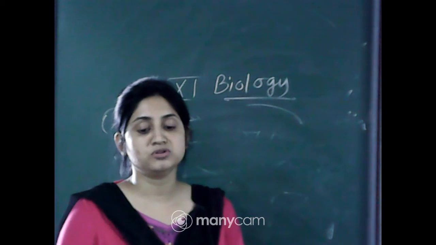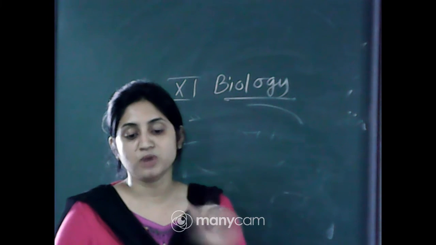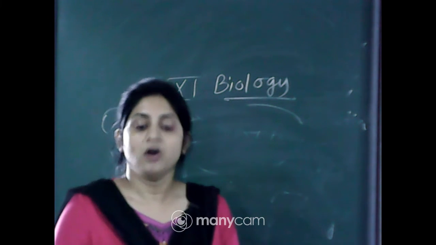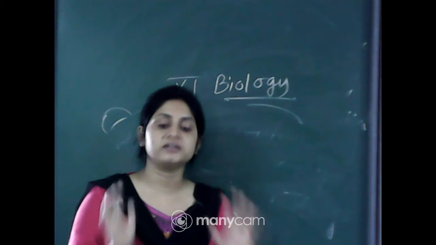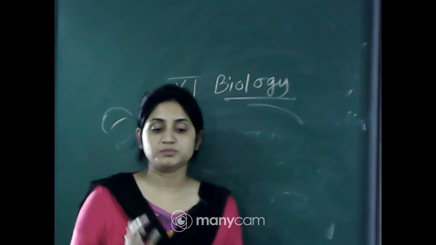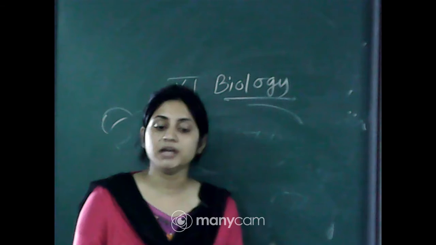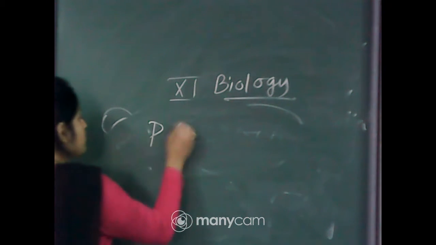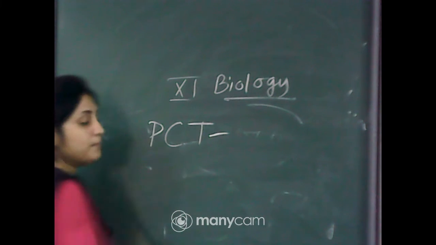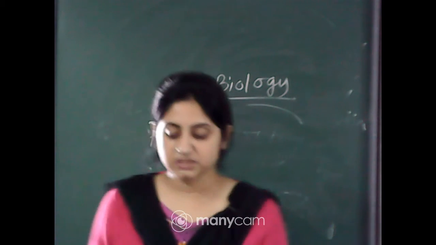Now the functions of the tubules. There are many tubules: the distal convoluted tubule, proximal tubule, and other renal tubules. Mainly, the functions of the tubules are reabsorption and maintaining the osmolarity and pH of the urine. So, let us see the functions of the different tubules. First one, the proximal convoluted tubule, PCT. What is the function of the PCT?